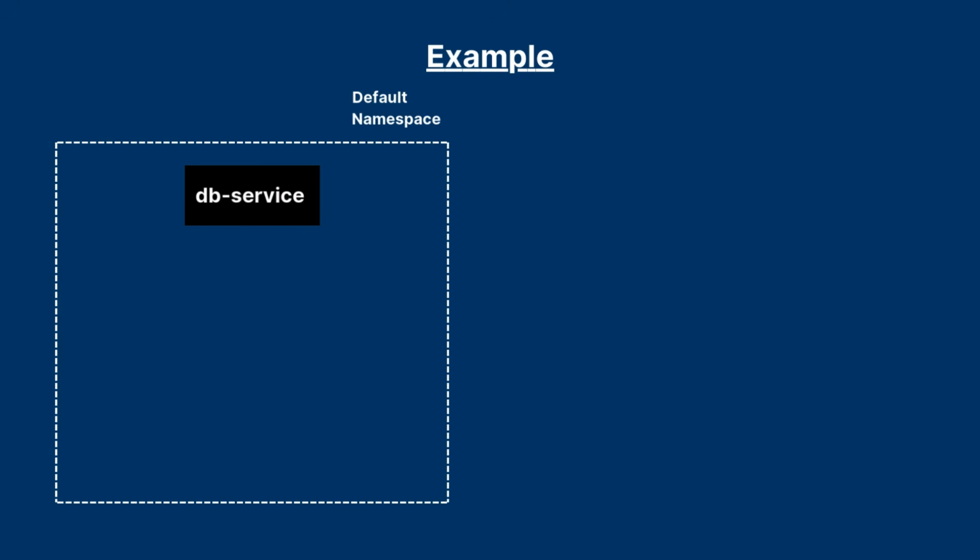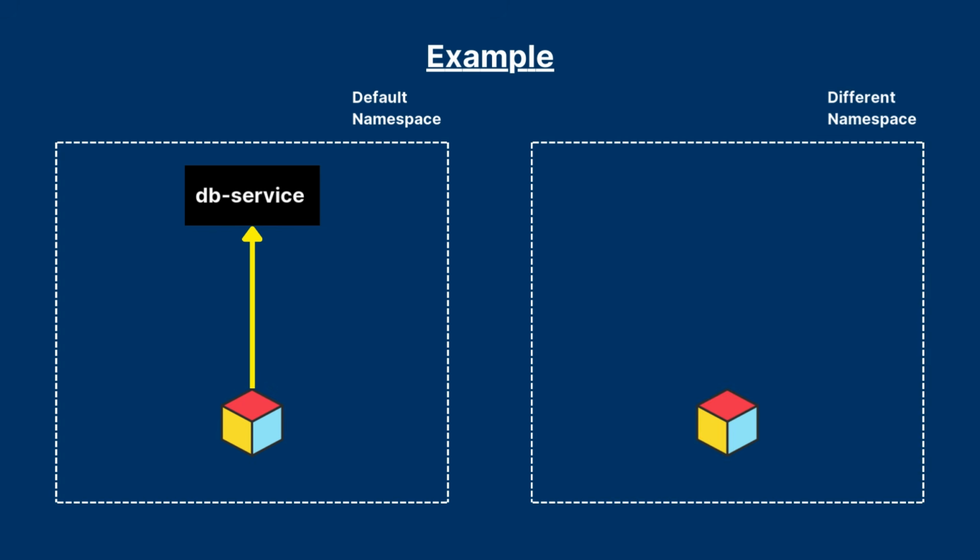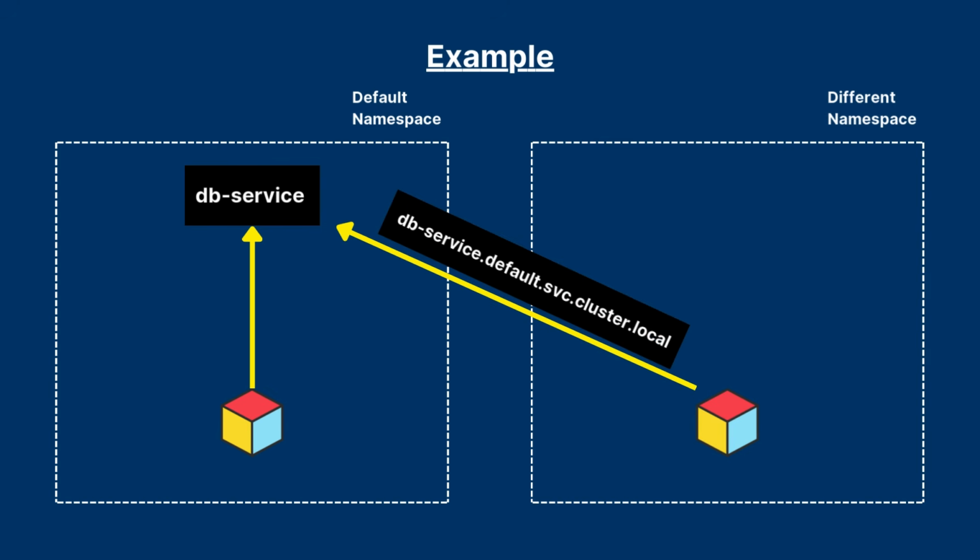Now let's see an example. Let's say you have deployed a service called DB service in the default namespace. Now, any pod inside that namespace can simply connect to it using the short name DB service. And if you are in a different namespace, you can still reach it by using the fully qualified DNS name, something like this. That's how Kubernetes makes service discovery seamless. Short names when you are local, full names when you need to cross the namespace.